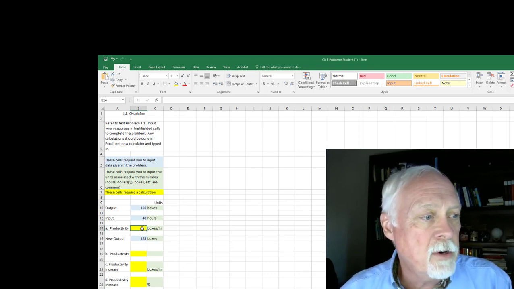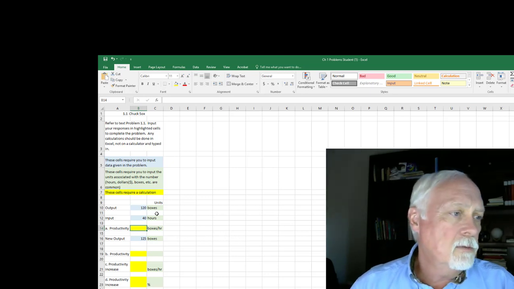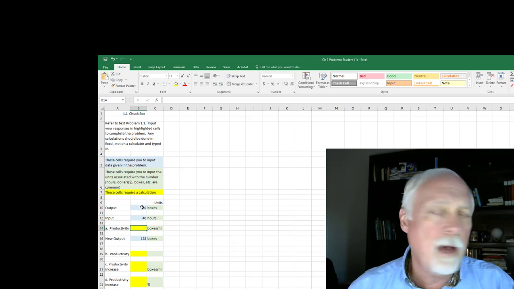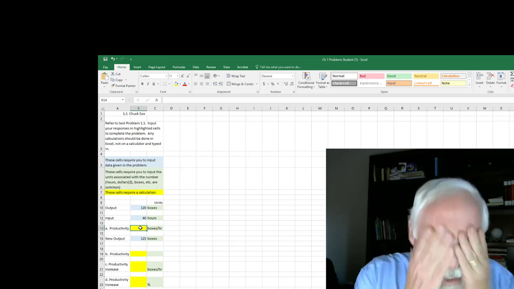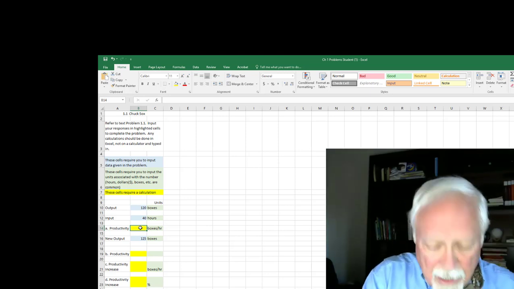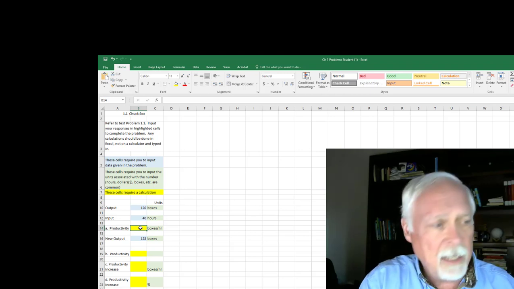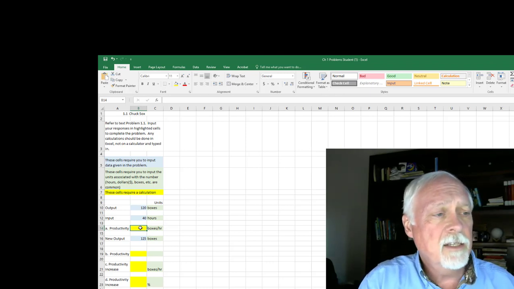Let's look first at this original productivity, which is simply boxes divided by hours. 120 boxes divided by 40 hours. You could do that in your head, but we're setting ourselves up to be able to do much more advanced productivity calculations and analyses in the future.